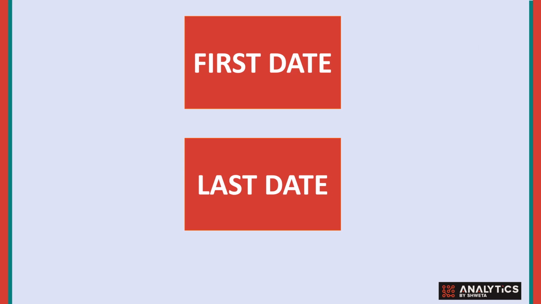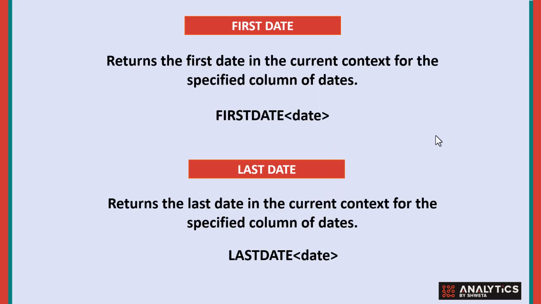In today's video, we will learn how to use the FIRSTDATE and LASTDATE functions in Power BI. FIRSTDATE returns the first date in the current context for the specified column of dates, and the syntax is FIRSTDATE and you give a date column. Similarly, LASTDATE returns the last date in the current context for the specified column of dates. And again, the syntax is LASTDATE and you give a date column.